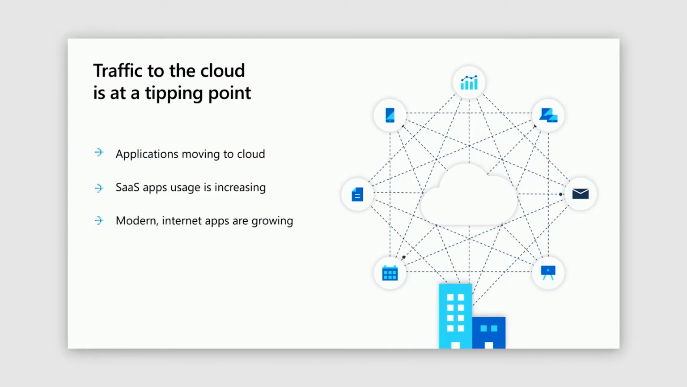So today, traffic to Azure, traffic to the cloud, is at a tipping point. More applications are moving to the cloud. There are more SaaS applications and other applications that require multi-tenancy and high performance needs. There are more modern internet applications that are transforming as they move to the cloud. These applications need more high-speed connectivity solutions for how you maintain that performance and security as you expand your application outward.